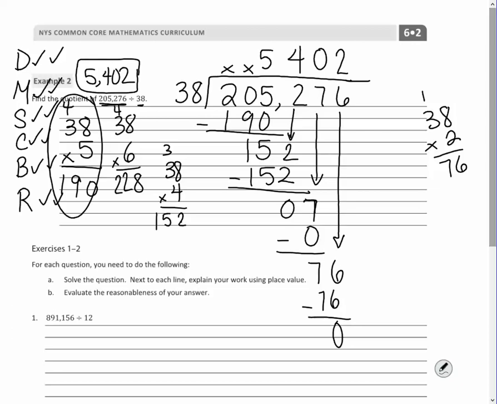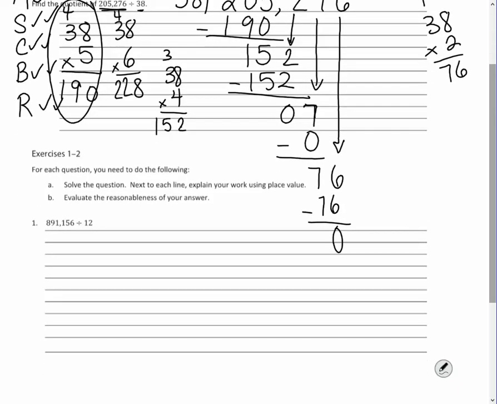All right? Okay. We have another problem I'd like to do with you guys, and then I will let you spend the rest of the class period working on your homework. All right? So let's do this next one. We have 891,156 divided by 12. All right, here we go.